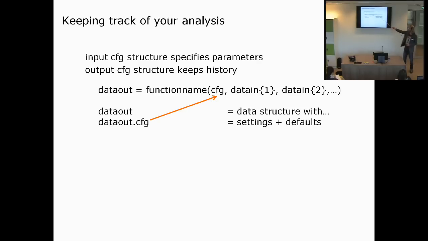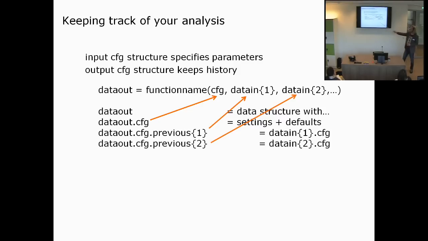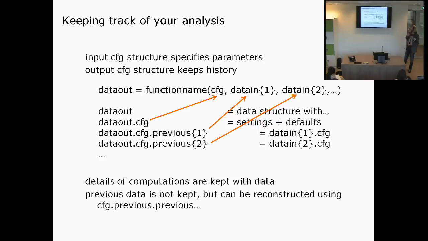Of course, these configurations have their own history as well. So dataout.cfg can contain information from the previous function: dataout.cfg.previous1 is the configuration that was contained in there, etc. The details of the computation are kept with the data, but the previous data is not kept. FieldTrip is not managing data for you; FieldTrip is only managing history. So it is up to you to organize these data structures.